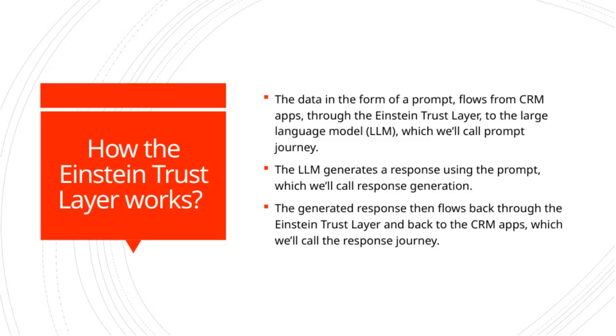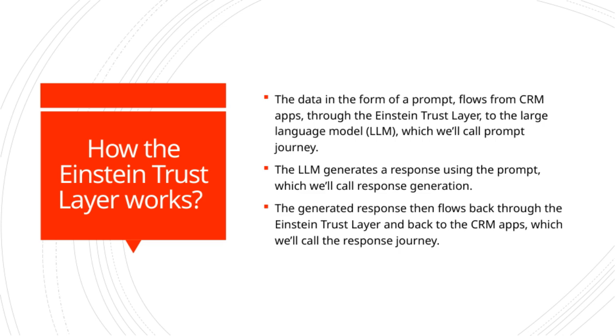So what we're seeing here is a clear flow of data that starts in our CRM apps. From there, it moves through the Einstein Trust Layer, which acts as a kind of gatekeeper and protector. Then, the data reaches the large language model, or LLM, which we refer to as the prompt journey. This is where the LLM takes the prompt it receives and generates a response, which we call response generation. Once that response is created, it doesn't just stop there. It flows back through the same Einstein Trust Layer, which again ensures security and trust, and then returns to the CRM apps. That's what we call the response journey.